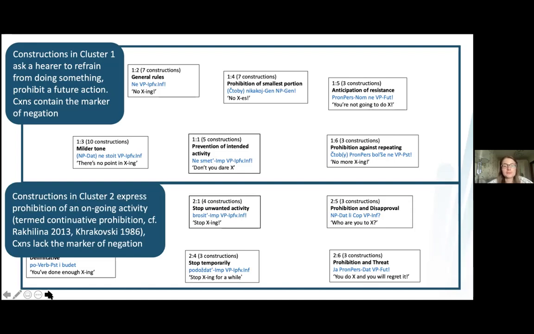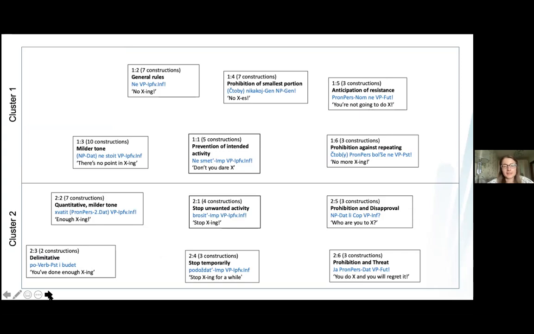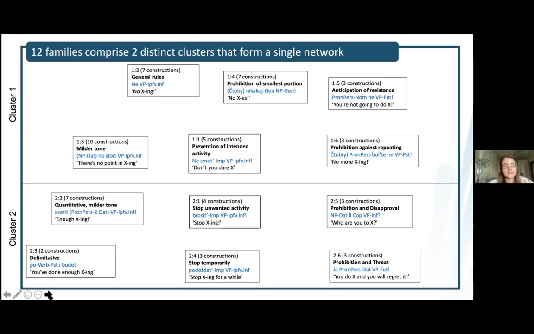By the way, these two types of prohibitives are also recognized in the typological literature, for example, in works by Vladimir Khakovsky. All constructions in cluster 1 contain overt markers of negation that are absent from cluster 2. Each cluster contains 6 families, but the first cluster is larger in terms of individual constructions. These two clusters are connected and form a single network.